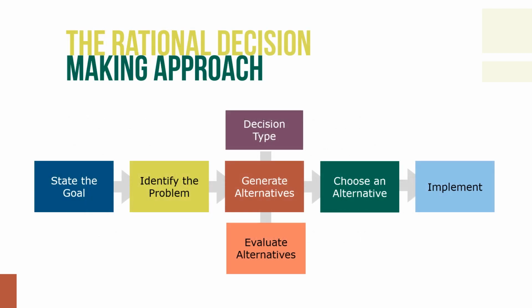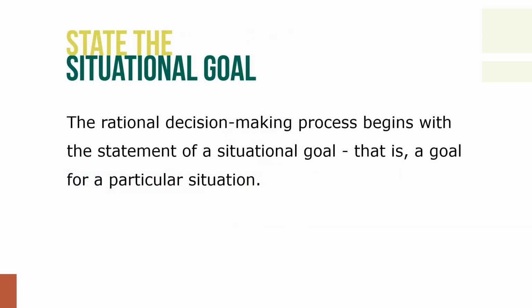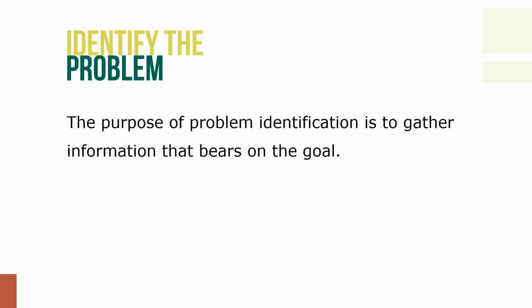This figure identifies the steps of the process, starting with stating a goal and running logically through the process until the best decision is made, implemented, and controlled. The rational decision-making process begins with the statement of a situational goal, that is, a goal for a particular situation. The goal of a marketing department, for example, may be to obtain a certain market share by the end of the year. The purpose of problem identification is to gather information that bears on the goal.